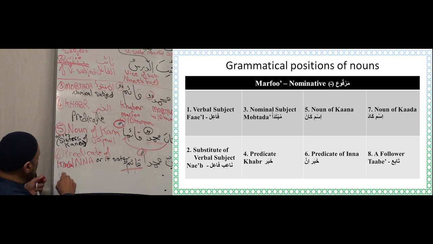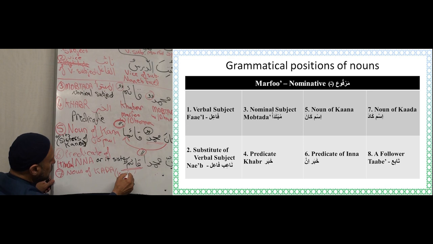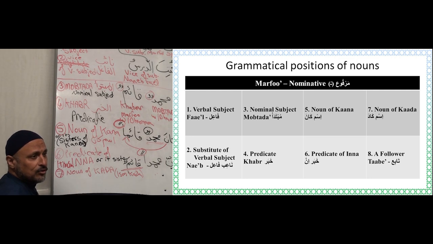And then we have the last one, which is Kada. Noun of Kada. We call it ism Kada. There is this dua, an ayah of the Quran, وَيَكَادُ الَّذِينَ كَفَرُوا. Many people keep that in their houses for the blessings of the Quranic ayah. Yakadu is from Kada. So there are sisters of Kada, a group of words called akhawat Kada.